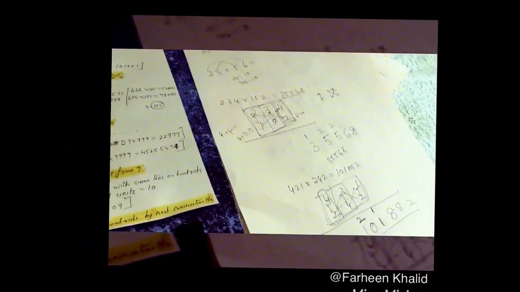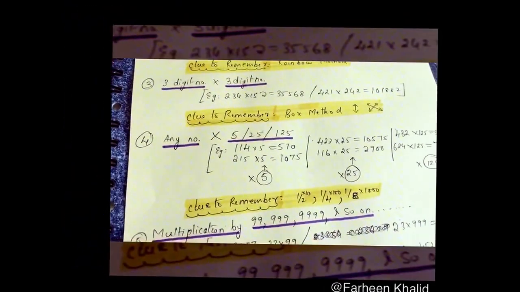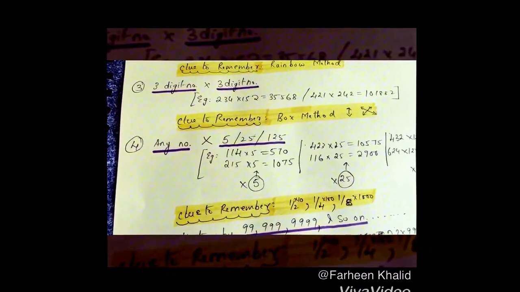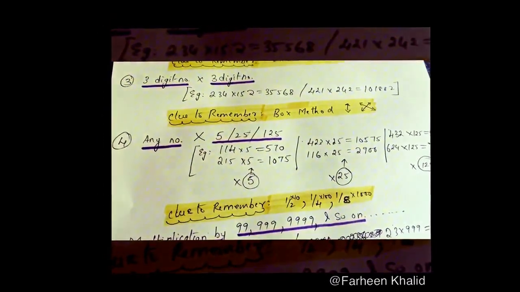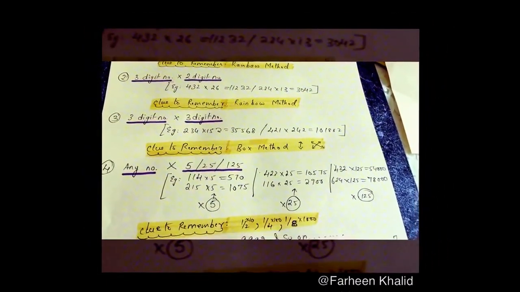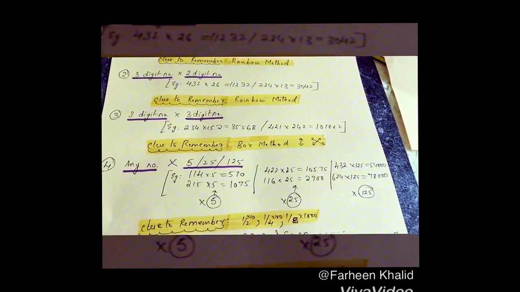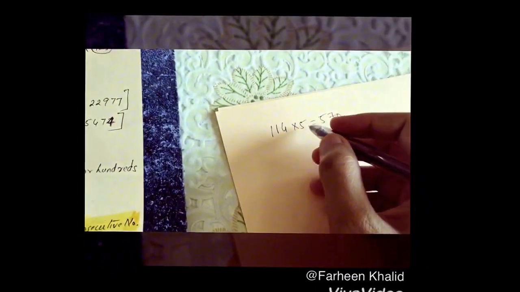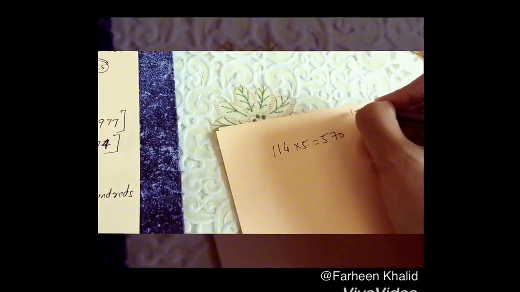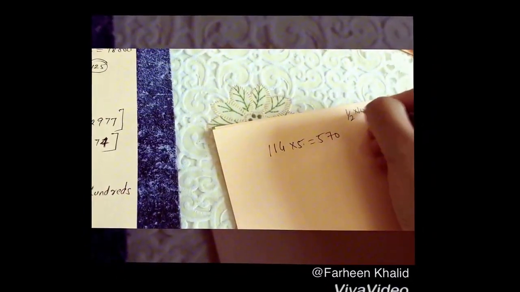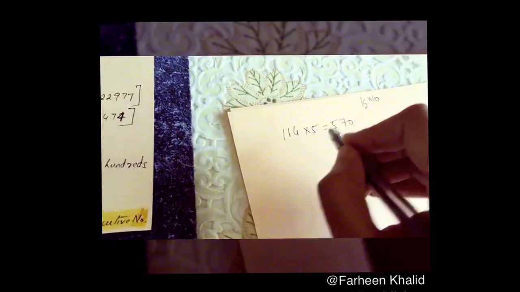Easy? Okay, so the next one is to multiply any number with a 5, a 25, or a 125. All right, so let's take the first example. You take 114 times 5 equal to 570. Okay, so let's do this. Basically, what is 5? 5 is like half of 10, right? Half of 10 is 5. So that's what we are going to do here.